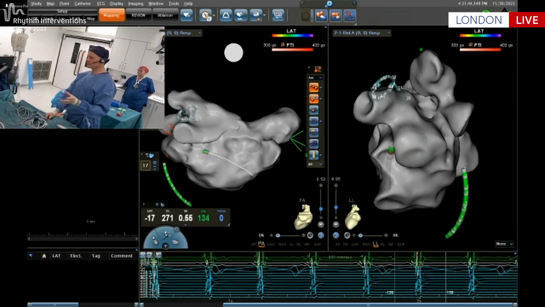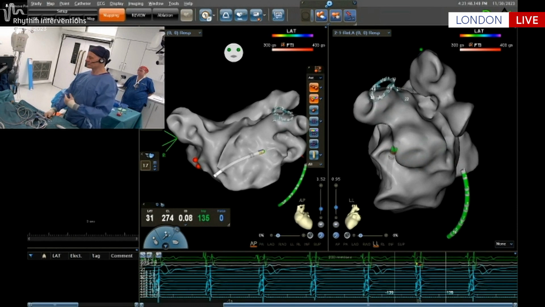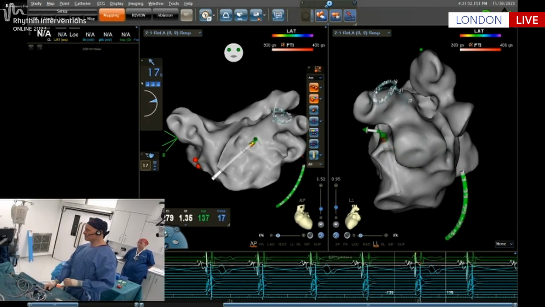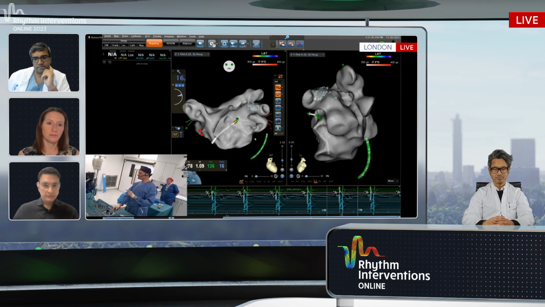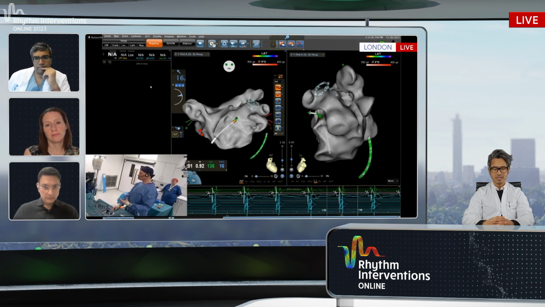So that fits. Can I have an AP on the left? So that fits with it coming from septal to lateral. Now, if I put my ablation catheter in contact with the anterior wall and you look at the signals, you can see that proximal is earlier than distal. So that again really strongly implies that this is right atrial flutter.